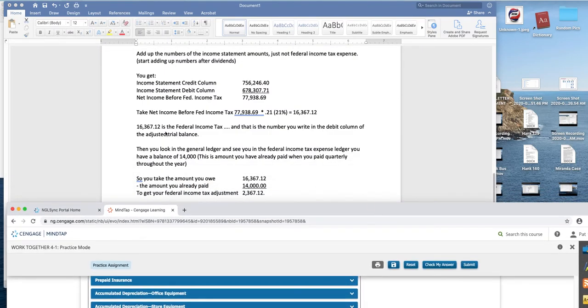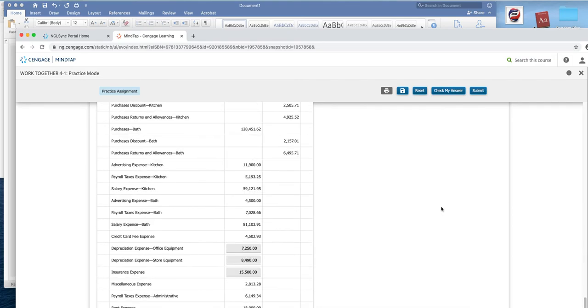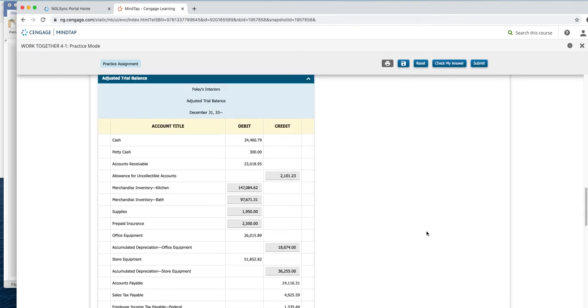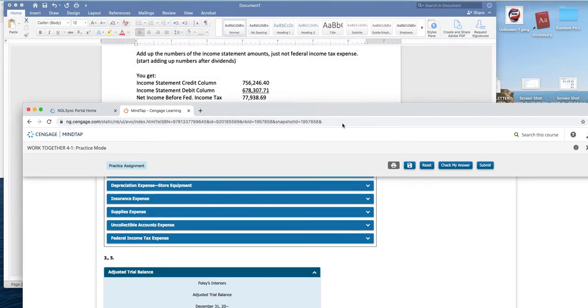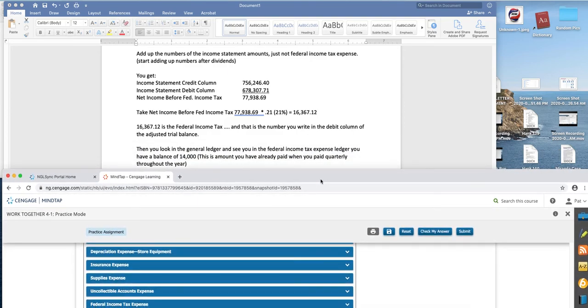So what you see is this is the federal income tax number, and this is what we'll write in the debit column of the adjusted trial balance. I guess I didn't do that. So that's the number we will write. I've got to move up way down here. We'll write $16,367.12. Okay, that's the number. But we need to do the adjustment.